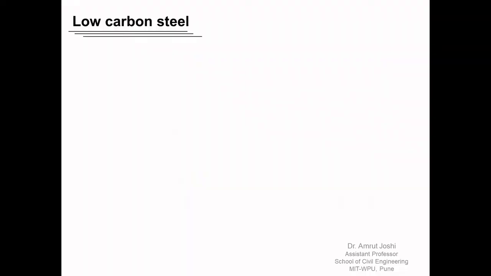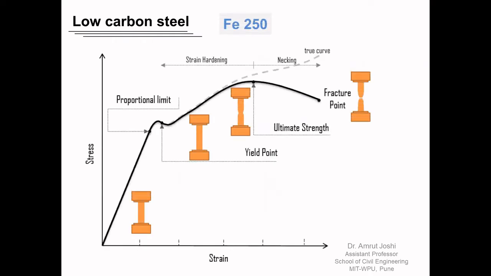Let us talk about low carbon steel, which is also popularly known as mild steel or medium tensile strength steel. A typical stress strain curve of low carbon steel would look like this. There are certain regions of this stress strain curve. And what are those regions? The first one is where stress is directly proportional to strain up to the proportionality limit. That is called the linear elastic portion.